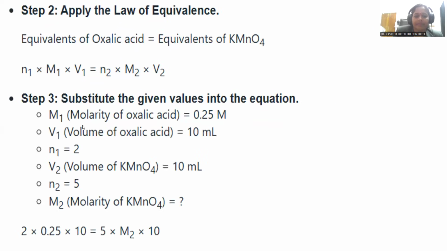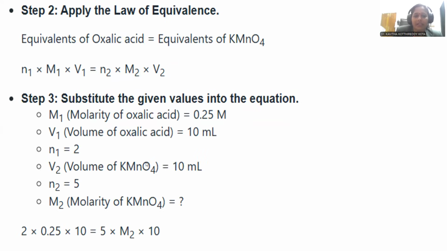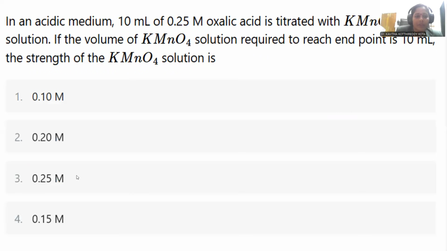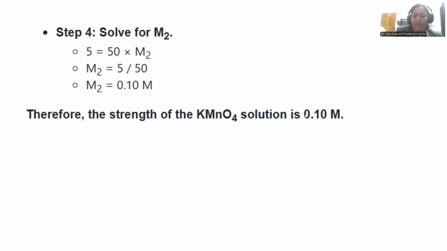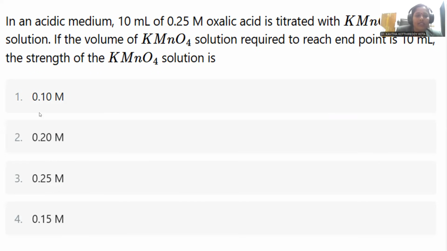By using this formula, it is possible to calculate the molarity of KMnO4. Here it just has to be substituted: N1, 2, into 0.25 into 10 ml consumed, is equal to 5, which is N2, and M2, unknown, into 10. So if you go for this calculation, 5 is equal to 50 into M2. M2 is equal to 5 by 50. M2 is equal to 0.1 molar. The strength of KMnO4 consumed for the titration is 0.10 molar. 0.10 molar is present in option number 1.